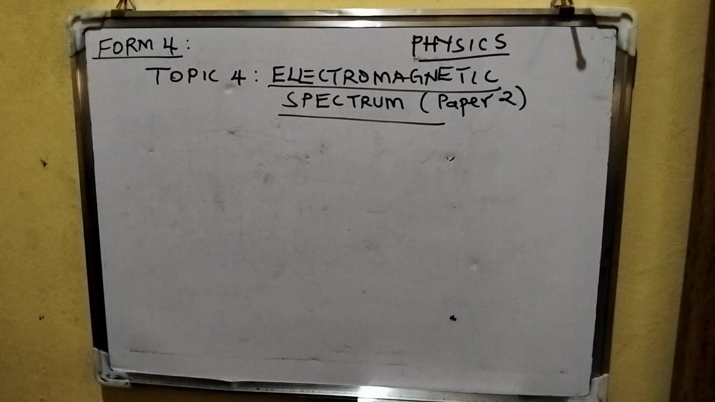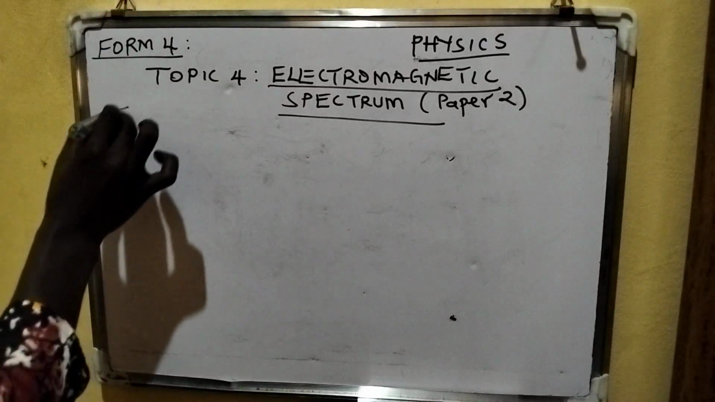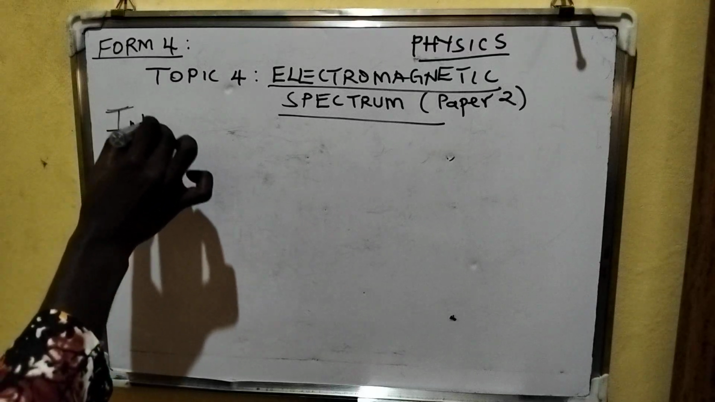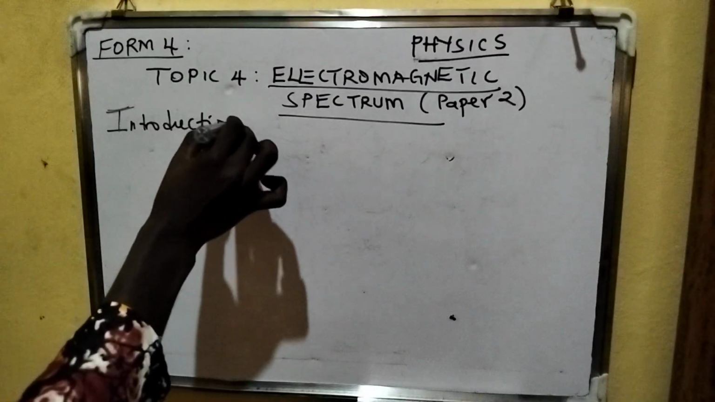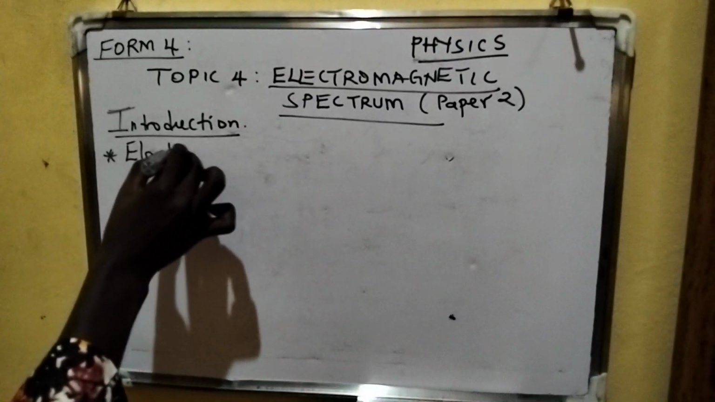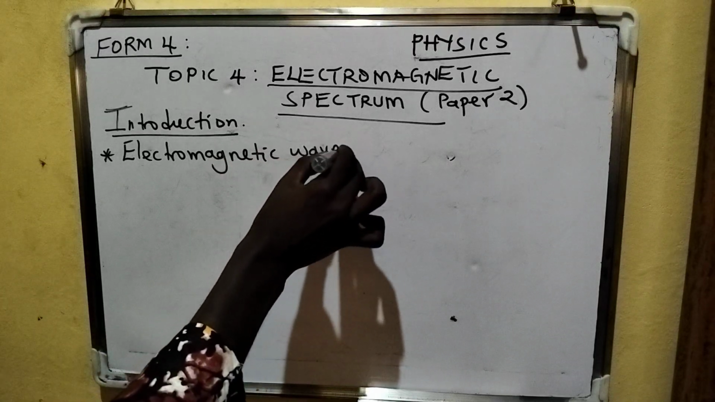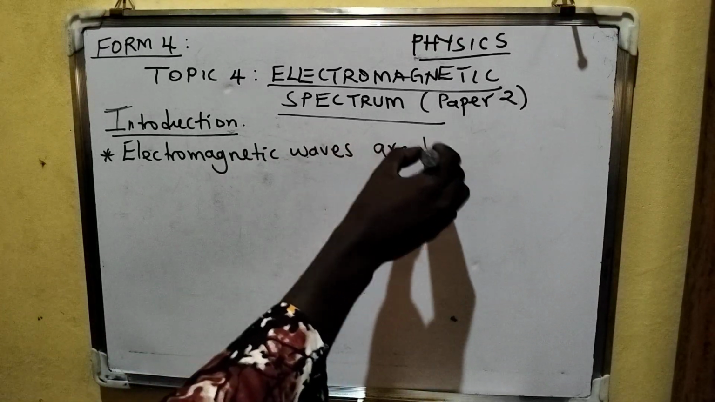The word electromagnetic spectrum comes from the words electricity and magnetism, then spectrum. Electromagnetic is a term that was discussed in Form 2 under waves. Now, let us look at what are electromagnetic waves. So, in terms of introduction, it is important for us to define electromagnetic waves. The question is, what are electromagnetic waves? Are they transverse waves?